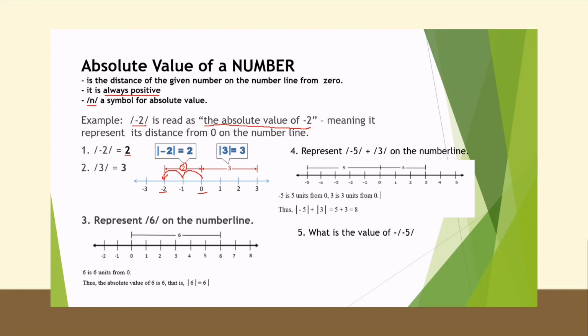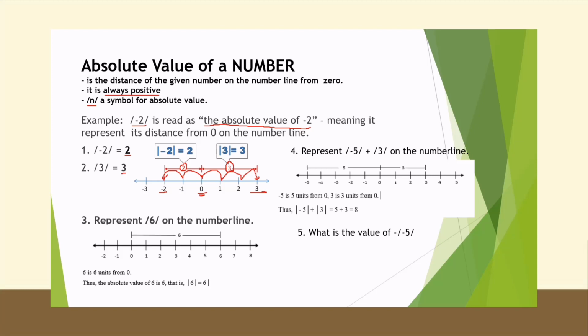Next, the absolute value of 3. That is the distance from 0 to positive 3. What is the distance? We have 1, 2, 3. So, the distance is 3. Therefore, the absolute value of 3 is positive 3.